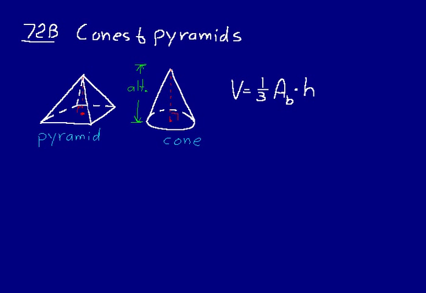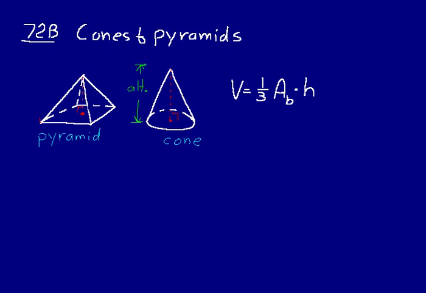Now there's a special formula for the volume of a cone or a pyramid, and it's just like a prism or a cylinder. It's the area of the base times its height perpendicular to the base. But then you take that amount and you multiply it by 1/3, and that's the volume for a cone or pyramid. Look at the example of the pyramid.